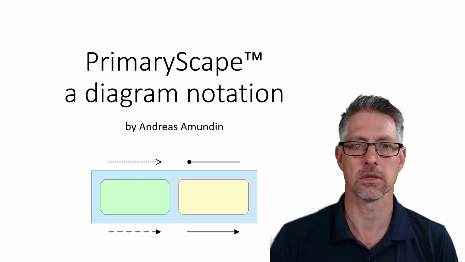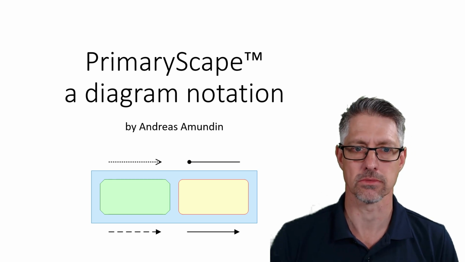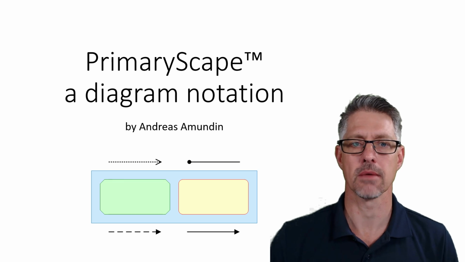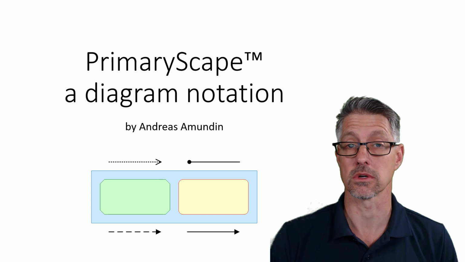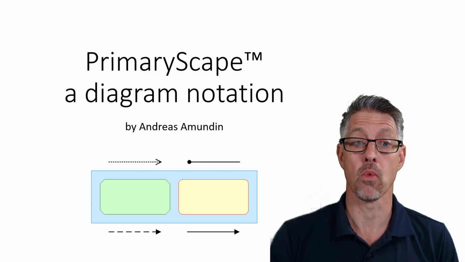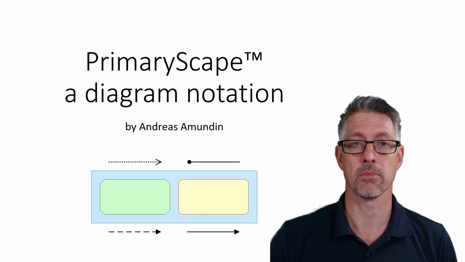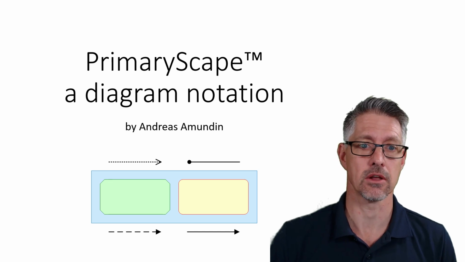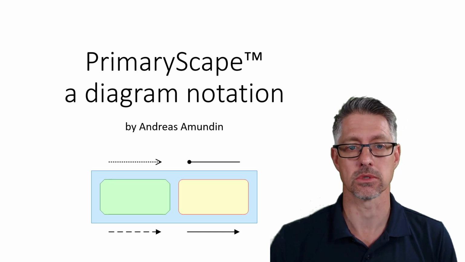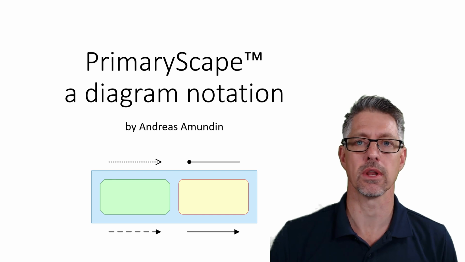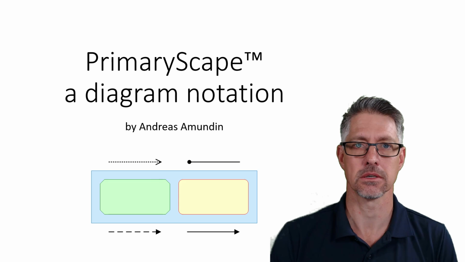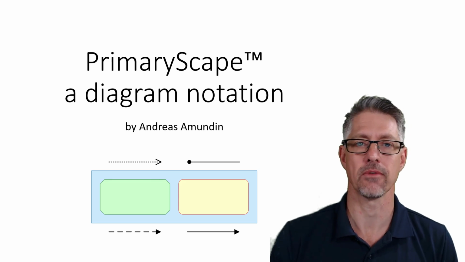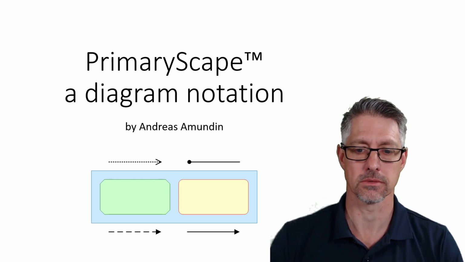PrimaryScape is a notation that makes it easy to describe systems. Systems in this case can be just about anything. It can be a business, it could be parts of an organization, it could be one or more IT systems, or it could be a domain or an area that includes both teams and IT systems. One of the main goals when creating this notation was to make it easy to understand, easy to learn, and easy to use. So without further ado, let's get into it.